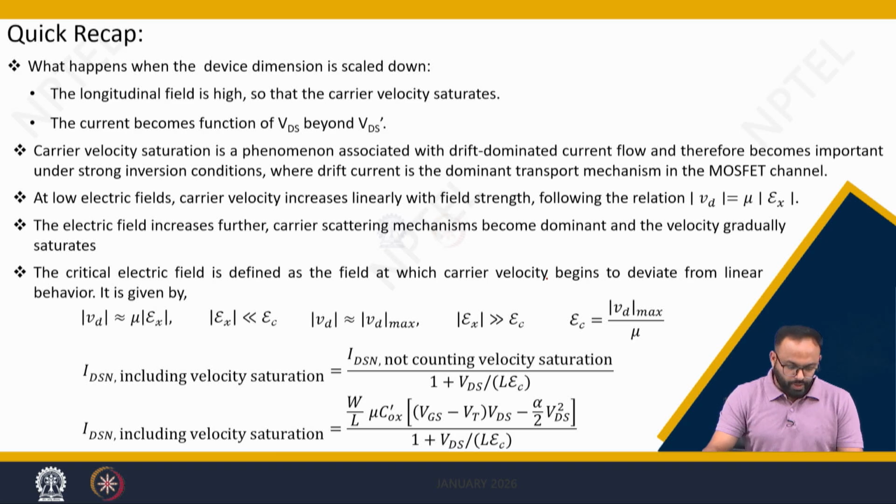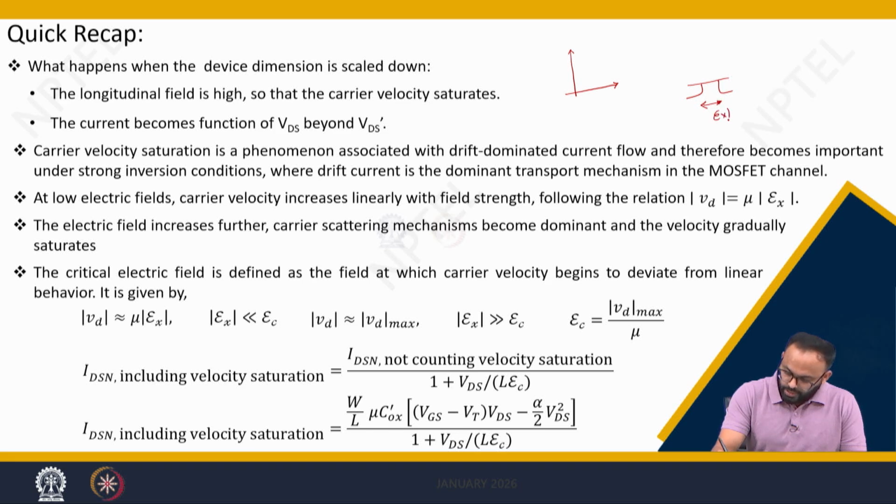So, let us see a quick recap. In a previous lecture, we discussed velocity saturation. What we said is, when the channel length is short enough, then the horizontal field, which is nothing but Ex, is very high, which can be given as VDS divided by L, and hence the velocity of the carriers is no longer linearly related with Ex. It means Vd is not directly proportional to Ex when Ex is high. So, it will get saturated to its maximum value.